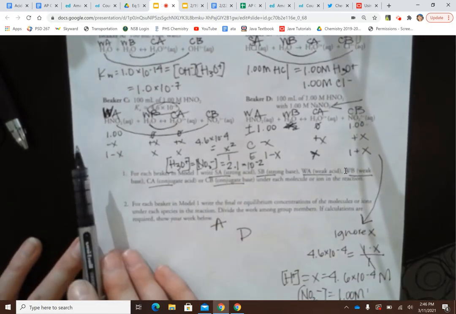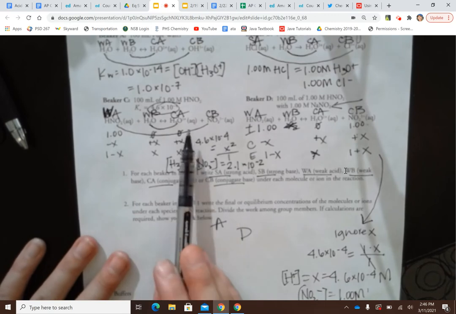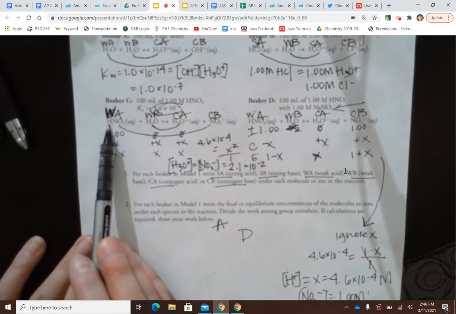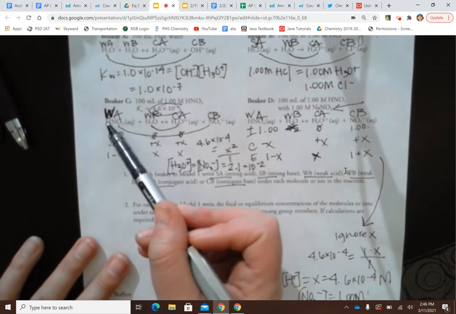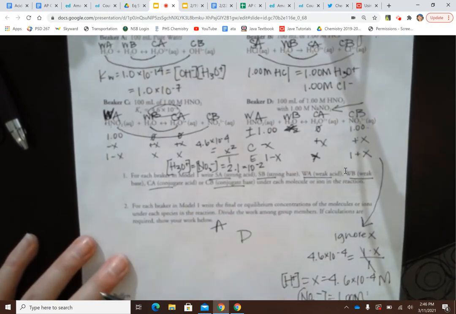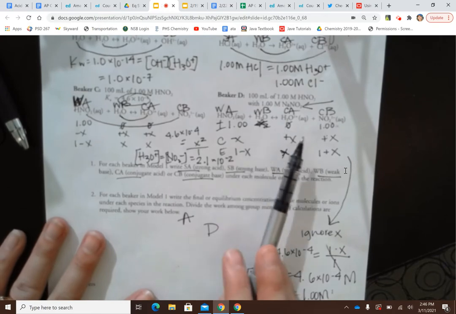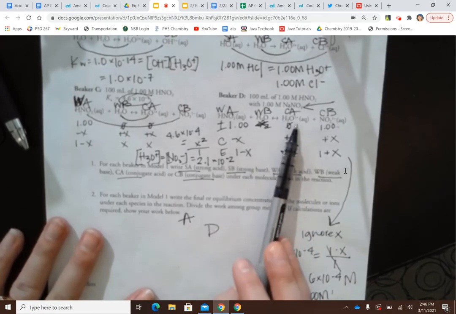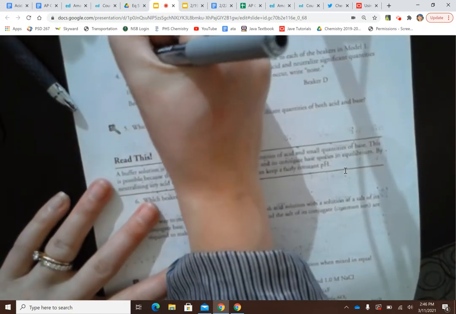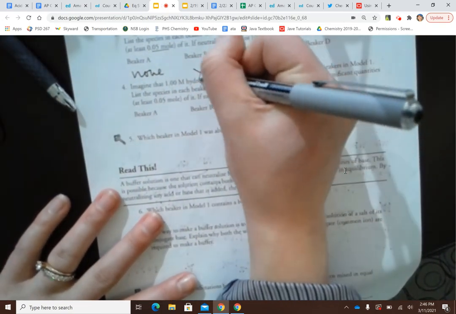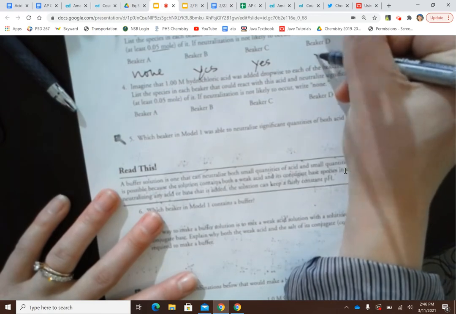How about here? Well, we have some nice things going on. Not only do we have this conjugate acid, we have this original weak acid just hanging out. So when this comes into contact with hydroxide ion, that proton is gone. So this would be a yes. And then beaker D, here we have H3O plus and we have HNO2. So sure. Our answer would be none, and then yes, yes, yes.